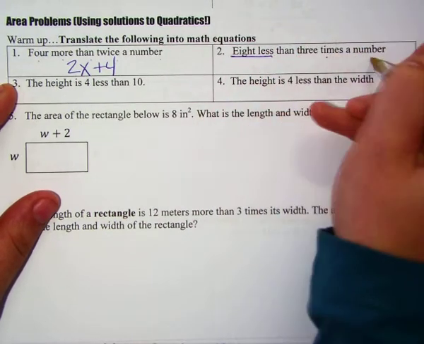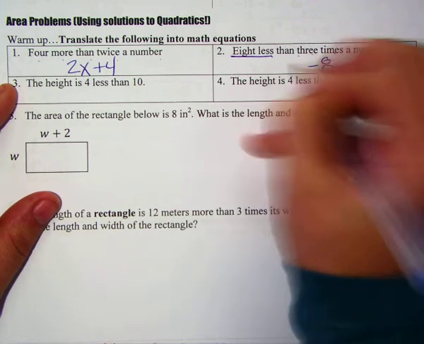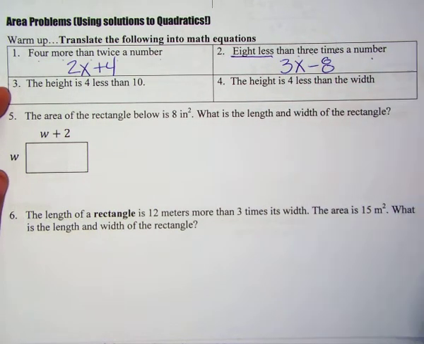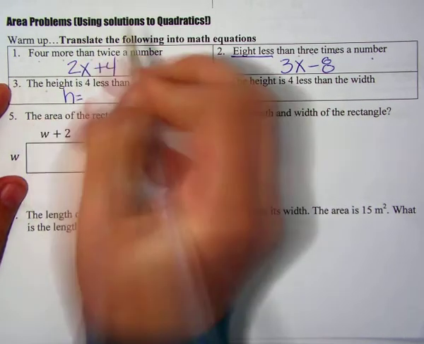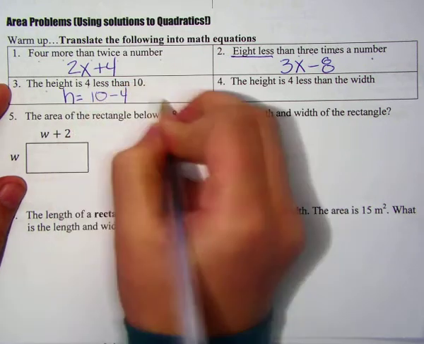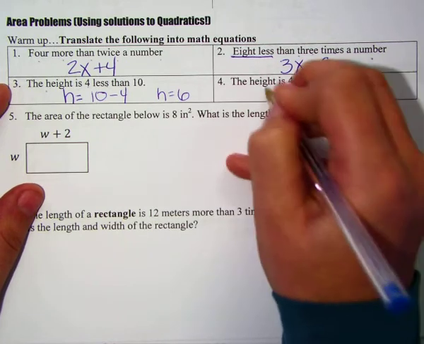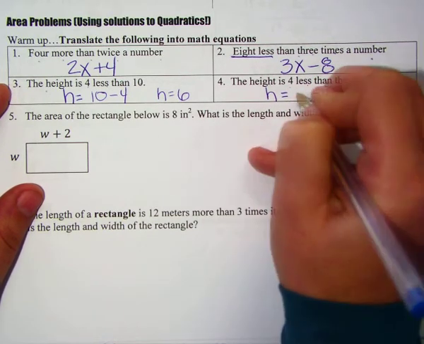8 less than 3 times a number. 8 less goes at the end, then 3 times a number. The height is 4 less goes at the end, then 10. So h equals 6. The height is 4 less than the width.